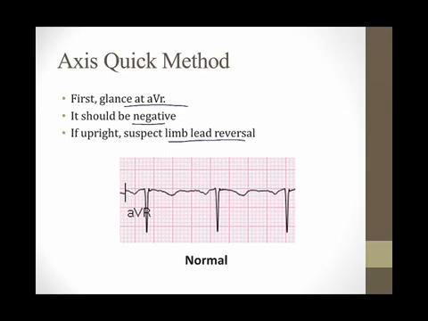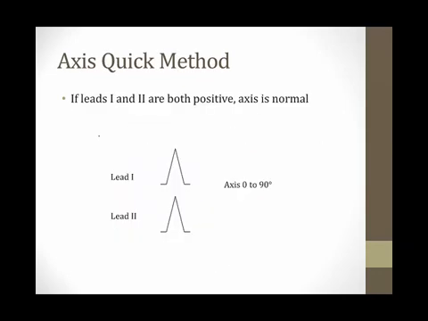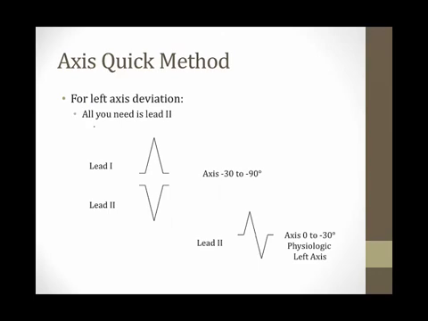So to use the quick method in actual practice, you start by glancing at AVR to make sure the leads are properly positioned, and if they are, AVR will be negative as shown in this picture on the screen. Once you determine that the leads are placed appropriately, you then look at just two leads on the 12-lead EKG, leads 1 and 2. If they're both positive, like I've shown on the screen here, then the axis is between 0 to 90 and the axis is normal. And most of the EKGs you'll look at have a normal axis, so this is a quick way to rapidly determine that the axis is normal and that you don't need to go any further looking for whether it's a left or right deviation. If they're not both positive, then you have a left or right axis deviation and you need to figure out which one you have.